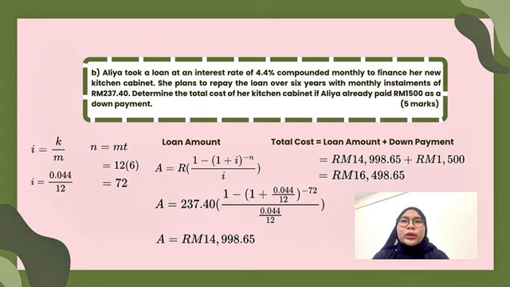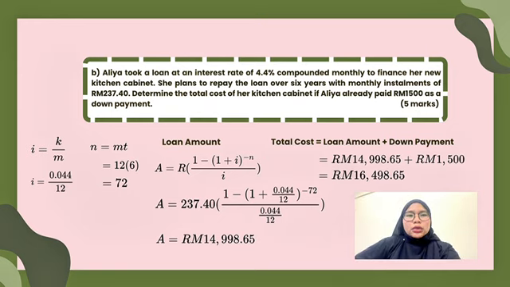We use A equals to R bracket 1 minus 1 plus I power of negative N over I bracket, where the R is 237.40 ringgit, I is 0.044 over 12, and N is 72. After substituting the values, we get 40,998.65 ringgit. So this is the amount financed through the loan.